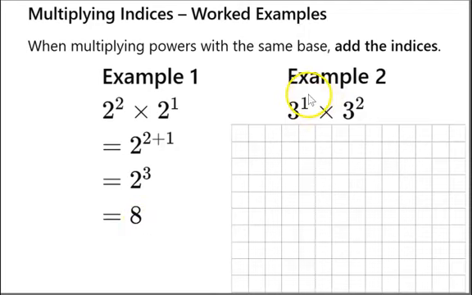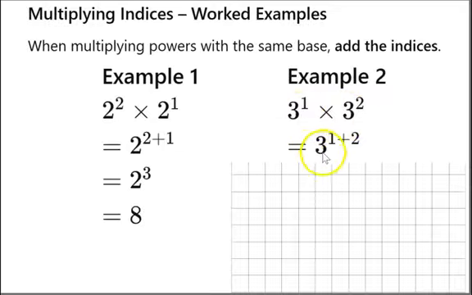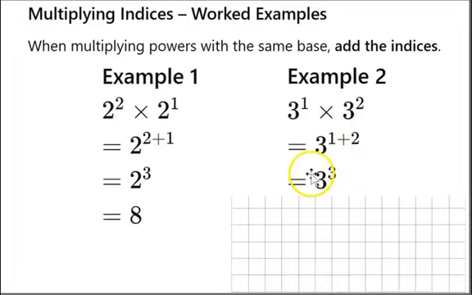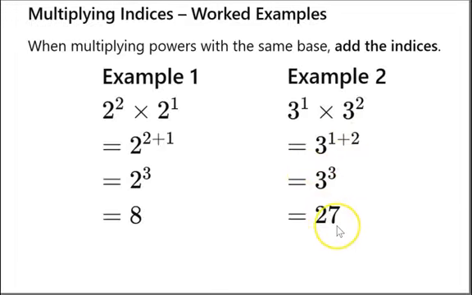Next one, 3 to the power 1 times 3 to the power 2. Multiplying powers with the same base, we add the powers. So that gives us 3 to the power of 1 plus 2, which is 3 to the power of 3, which is 27, because 3 by 3 by 3 is 27.